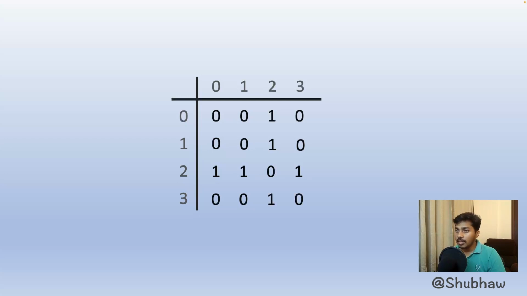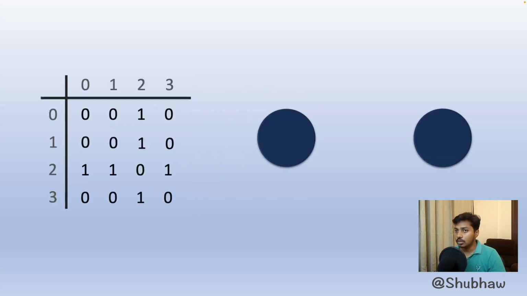So in an adjacency matrix, if the pair of nodes or pair of vertices are not connected, we represent them as 0, and if they are connected, then we represent them as 1. So this is how simple the adjacency matrix is. Now let's try to look at an example.